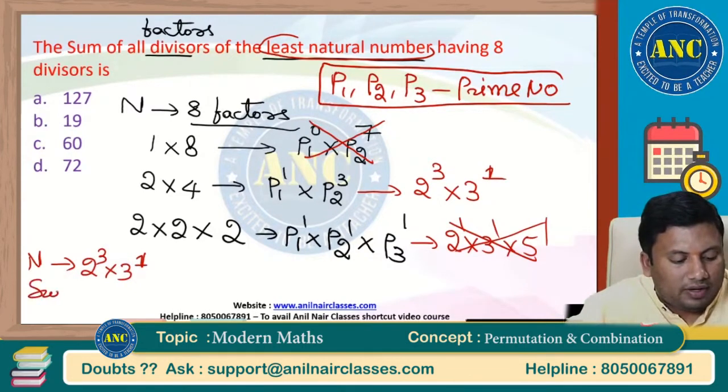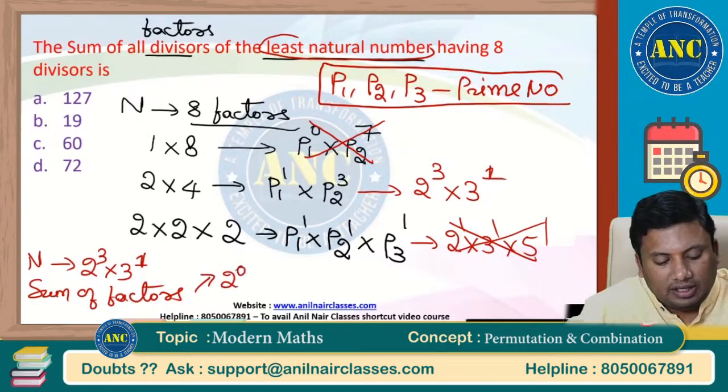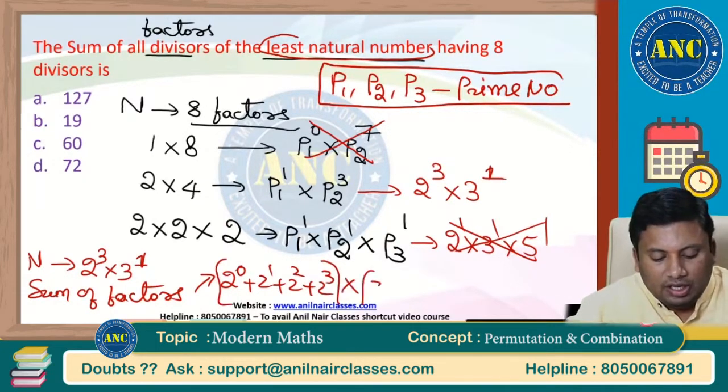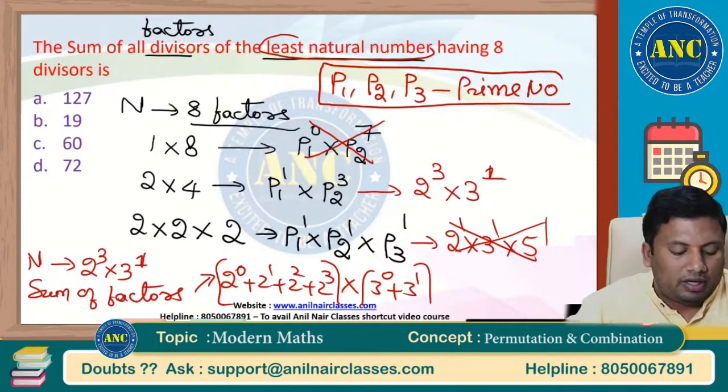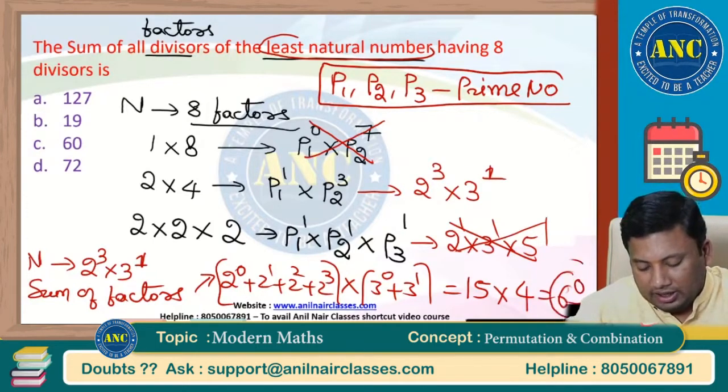What do we require? We require the sum of the factors. The sum of the factors is nothing but 2 power 0, 2 power 1, 2 power 2, 2 power 3, next 3 power 0, 3 power 1. So 8 plus 4 is 12, 14, 15. 15 into 4. The answer is nothing but 60.